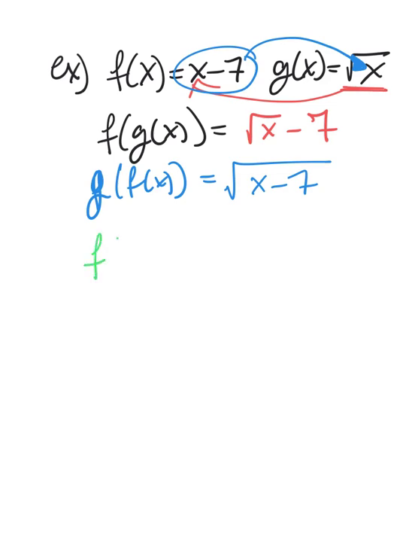For fun, I could do f of f of x. I could put a function inside itself. So that means that x minus 7 goes back into the x. So it becomes x minus 7 minus 7. So all those ways that you guys can do composite functions.